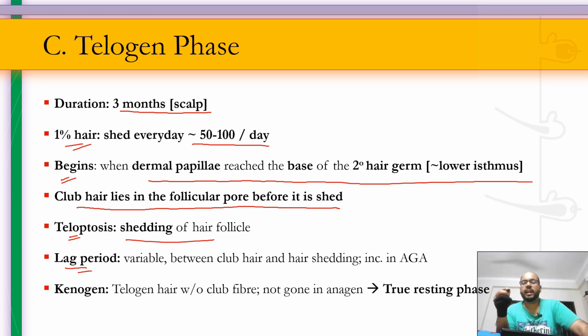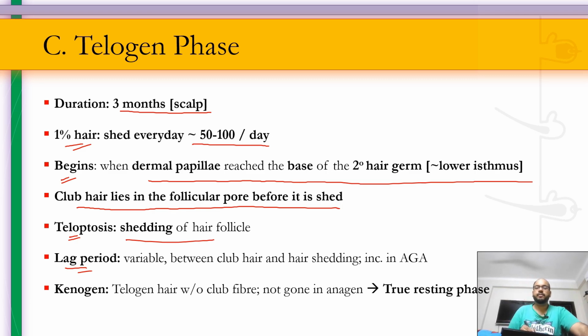Now remember at the end of catagen phase, all the processes have been stopped. No color, no hair shaft. But still there are some extracellular matrix attachments of the follicle with the surrounding dermal tissue. This attachment will be lost in telogen phase. Okay. Now the period in which the loss is happening is variable.